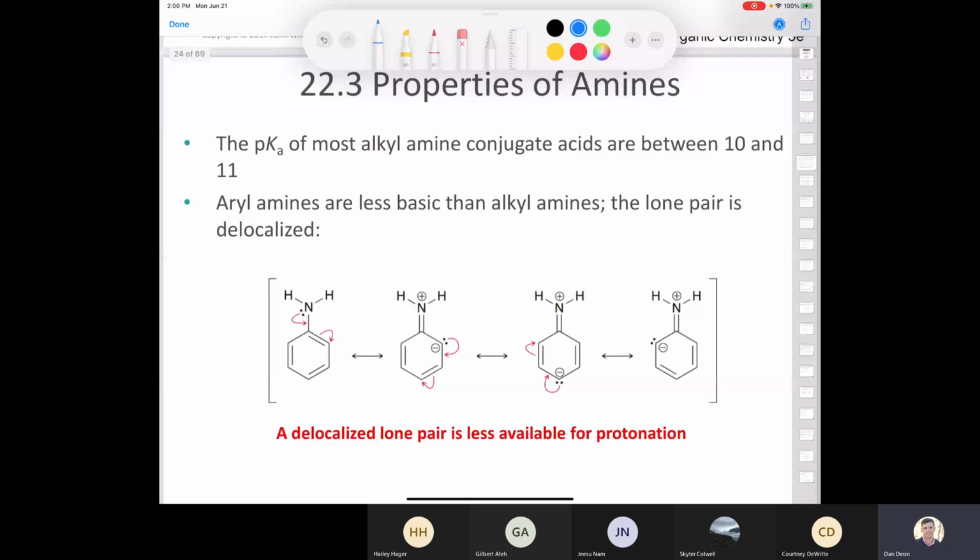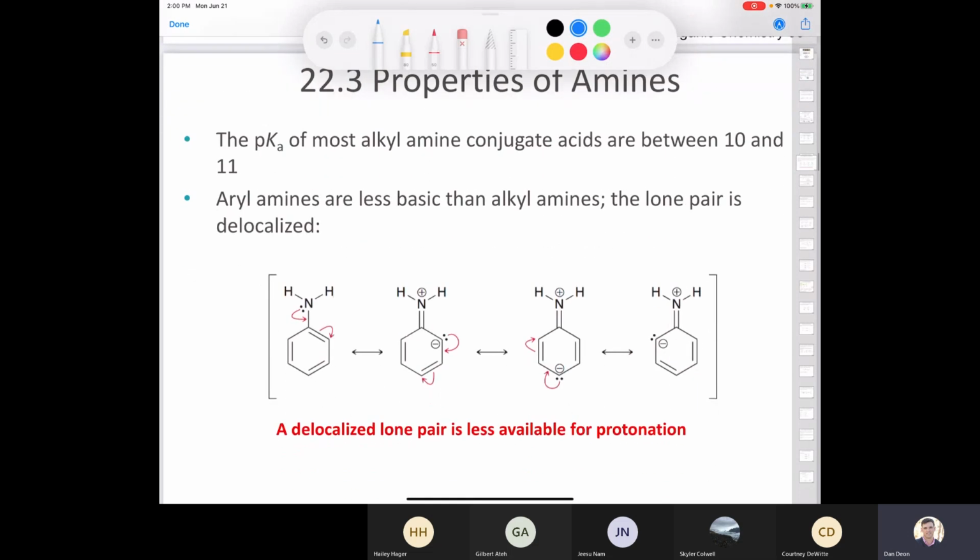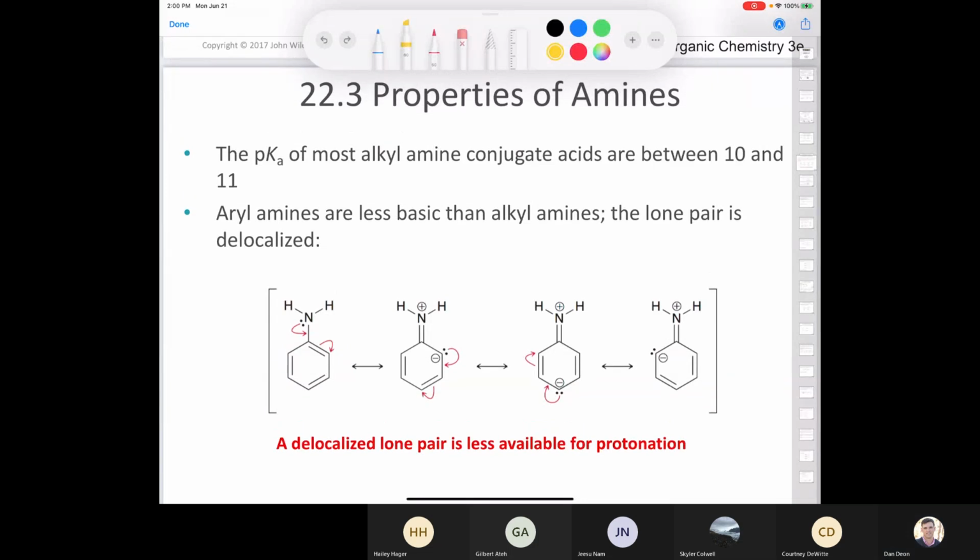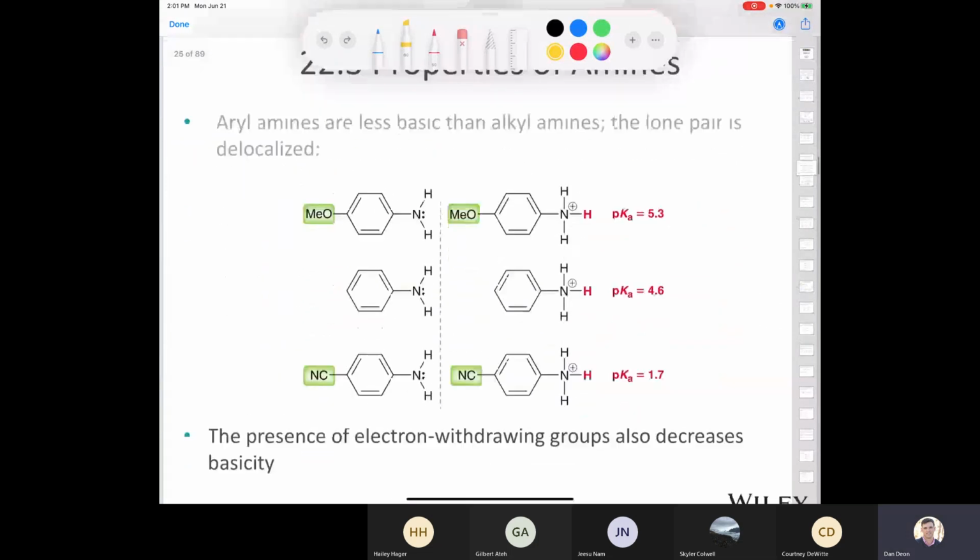Again, the pKa of most alkylamine conjugate acids is between 10 and 11, although we looked at the pKa of arylamines and it was significantly lower, right? We had stronger acids, therefore arylamines are less basic. Why? Because that lone pair is delocalized, and I told you that you should be able to draw that. Now, if we have a substituent on our aromatic ring, that can affect the basicity of the aniline derivative as well, right?